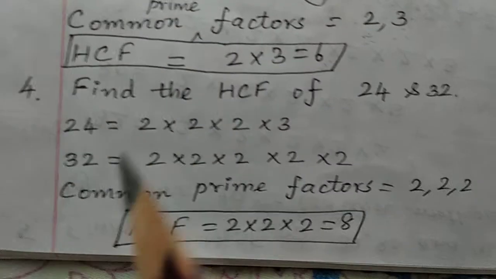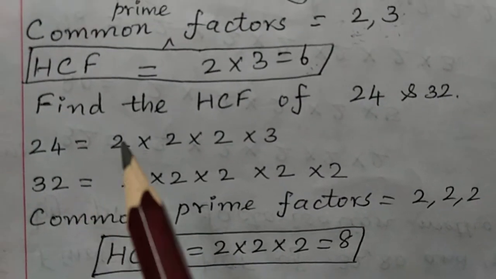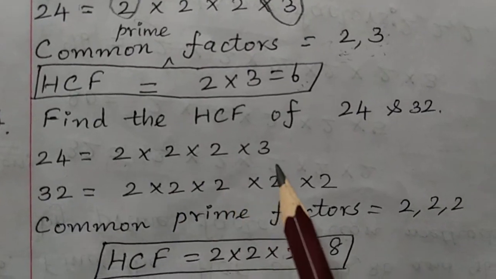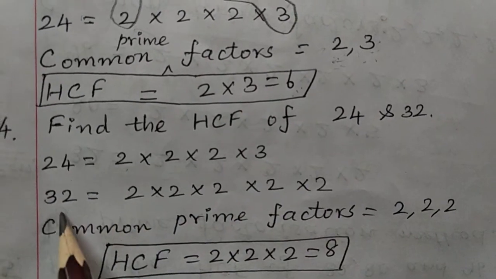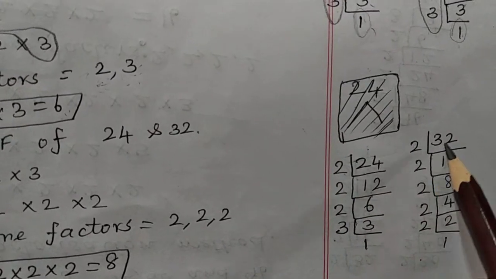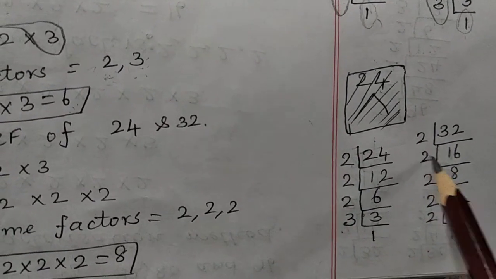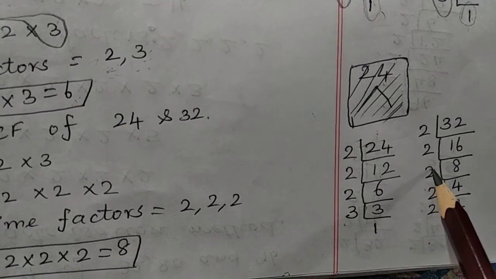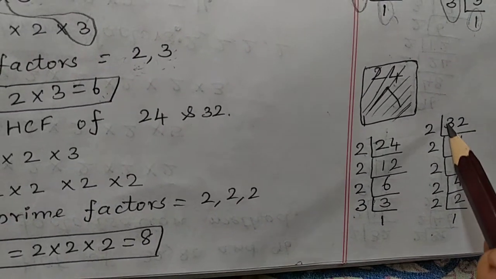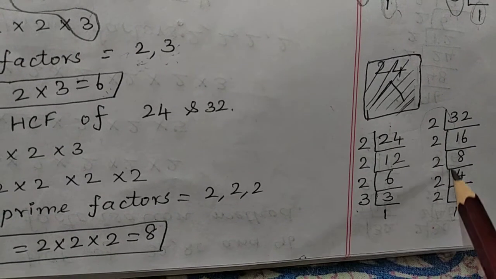Find the HCF of 24 and 32. 24 is equal to 2 into 2 into 2 into 3. We saw already. 32 is equal to 32 by 2, 16. 16 by 2, 8. 8 is an even number. So 8 by 2, 4. 4 by 2, 2. 2 by 2, 1. So 32 is expressed as 2 into 2 into 2 into 2 into 2.